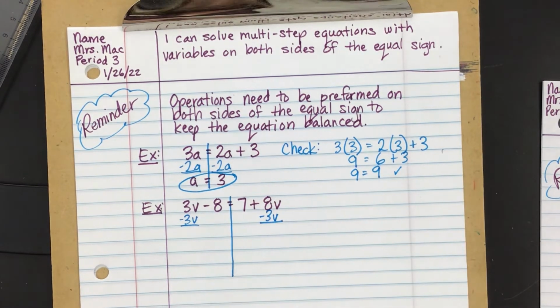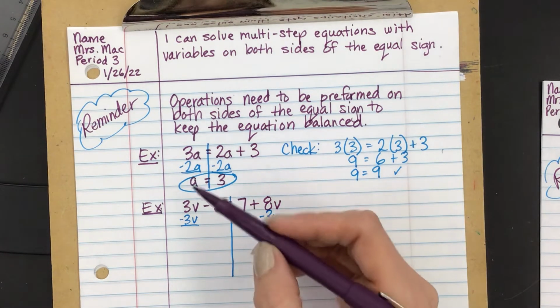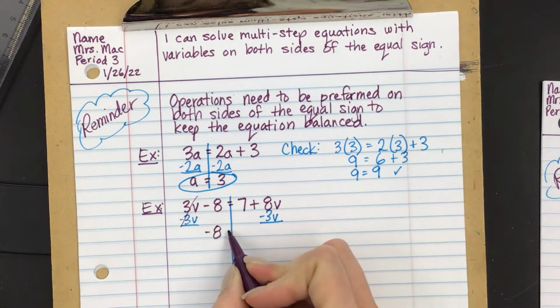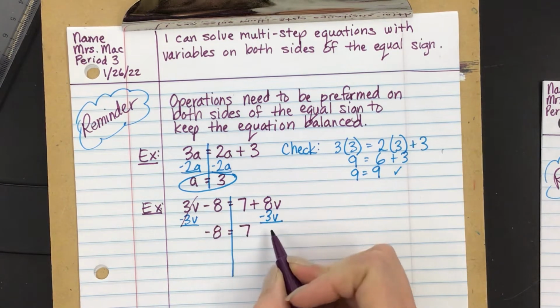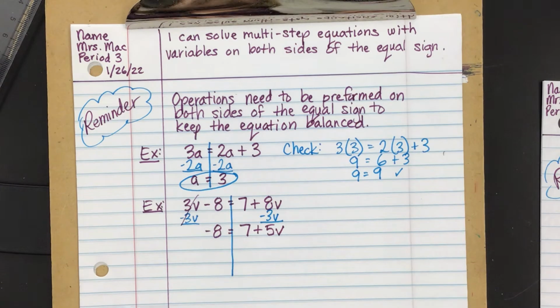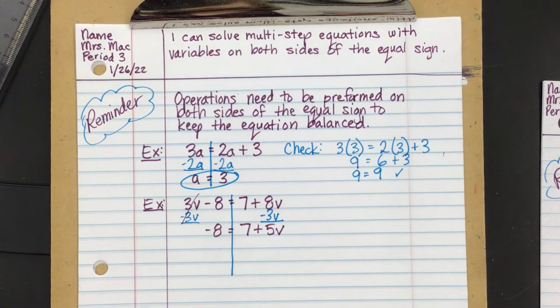Okay, so this is going to cancel out, and I have negative 8 is equal to 7 plus 5v. Okay, I can give you a copy of the notes to finish up if you want, because I'm going to move it up here in just a minute.